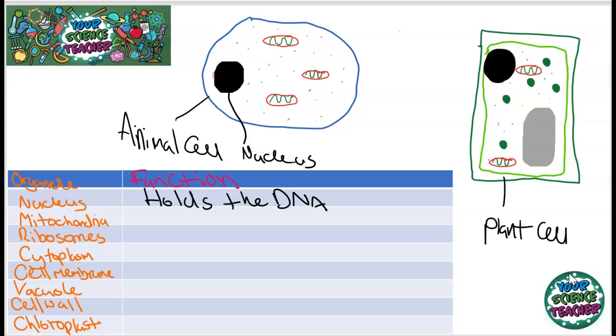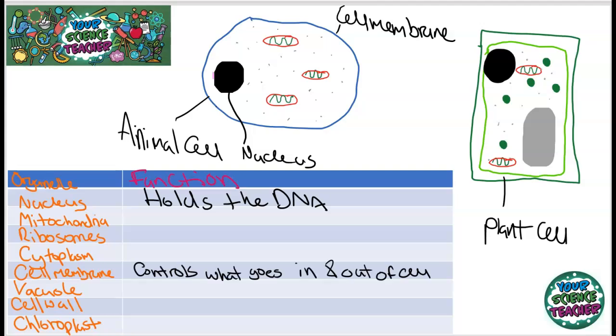Around the outside of your cell, you have the cell membrane, and the job of the cell membrane is to control what goes in and out of your cell. You'll notice there's a strange red looking object as well in our cell, and that is our mitochondria, and that's the site of respiration and is what gives our body energy.